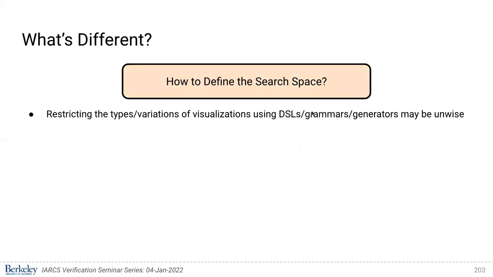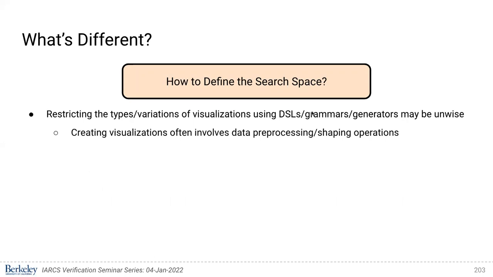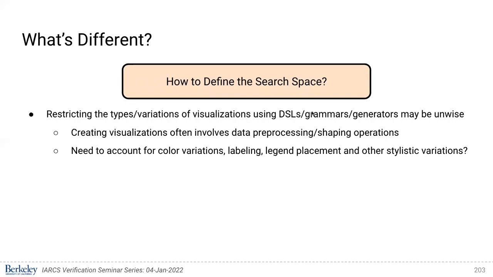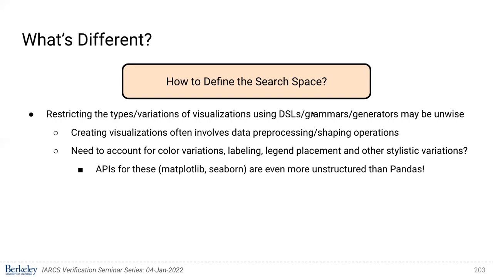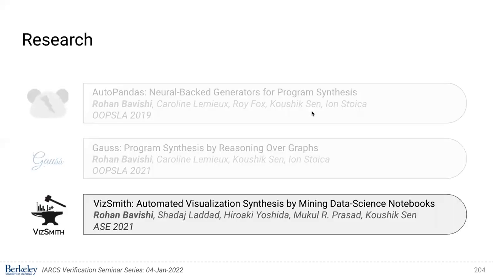And again, how do you define the search space? If we try to use the DSL grammar or generator approach, it may be unwise, because creating visualization often involves data processing and shaping operations. The search space is already larger because you're tacking on to the space that was used for AutoPandas. And now you also need to account for stylistic variations like color variations, labeling, and legend placement. So the space is just huge. And if you try to constrain it in any reasonable way, you may be leaving out visualizations or plots that users actually want. And they are even more unstructured than pandas, so it's a difficult choice.